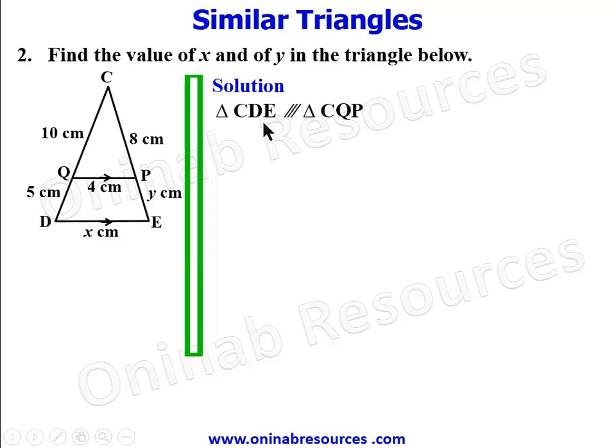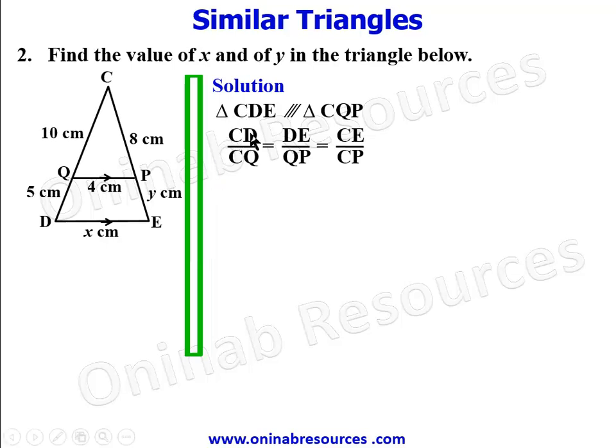So we now go ahead to state the ratios of their corresponding sides. So we have CD, the first two letters, over CQ, that is the first two letters in the second triangle, is equal to DE, that is the last two letters, over QP, which is also the last two letters there, equal to the first and the last letters, CE over CP. So we have stated the ratios of their corresponding sides.